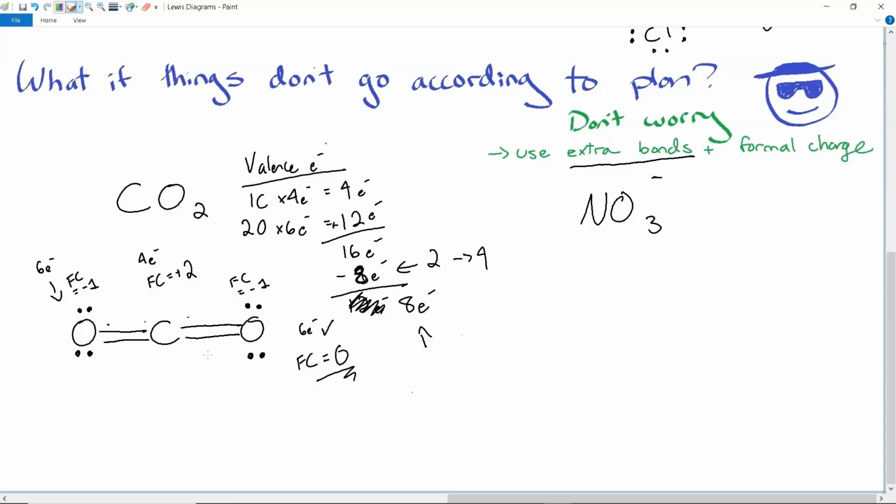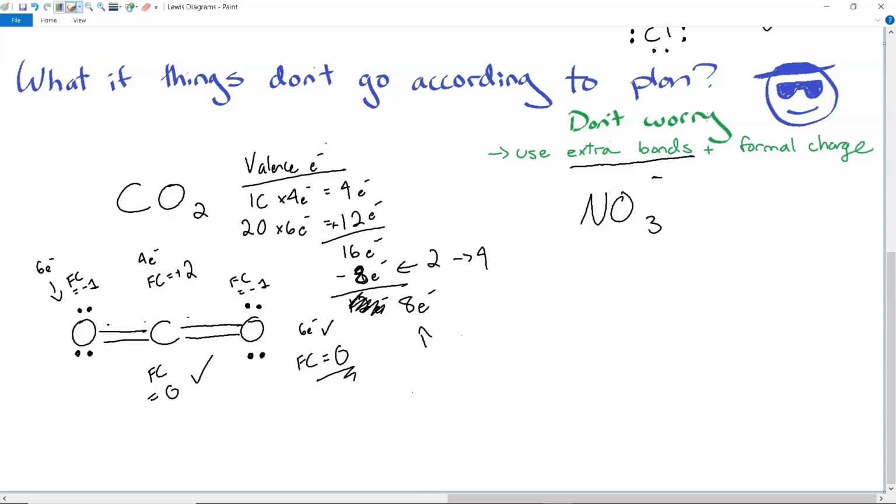We can also check how carbon's doing. Carbon started with 4, and now we have 4 electrons shown from carbon based on our lines. Therefore, this formal charge is also 0, and we're all good.